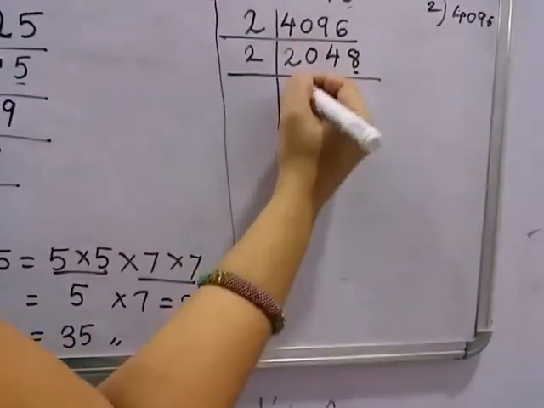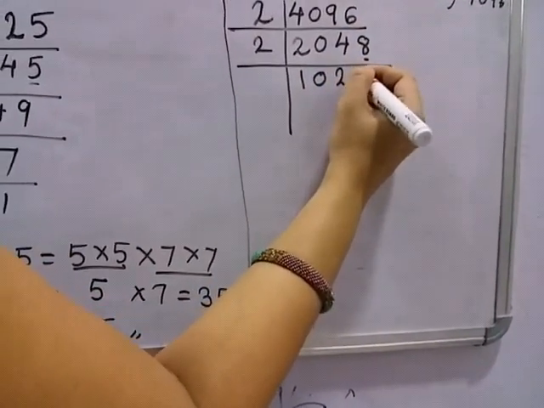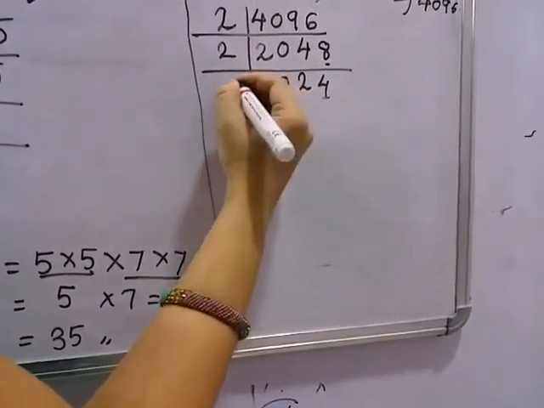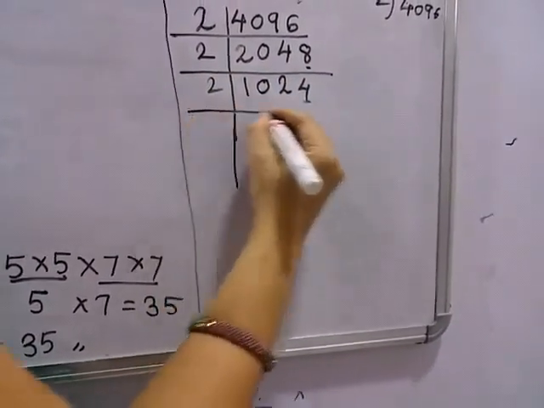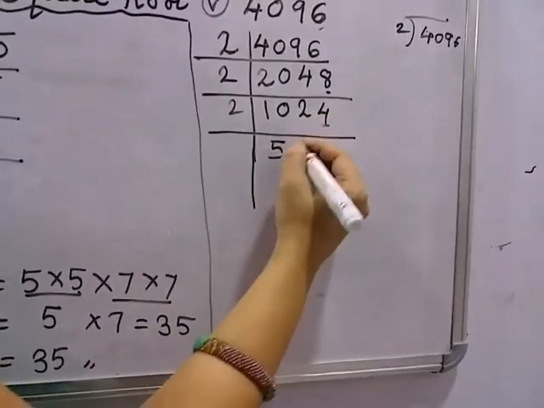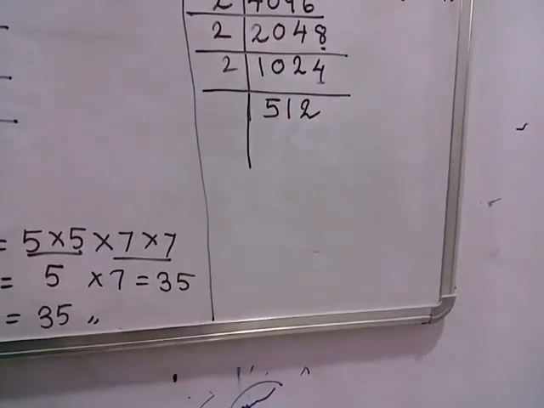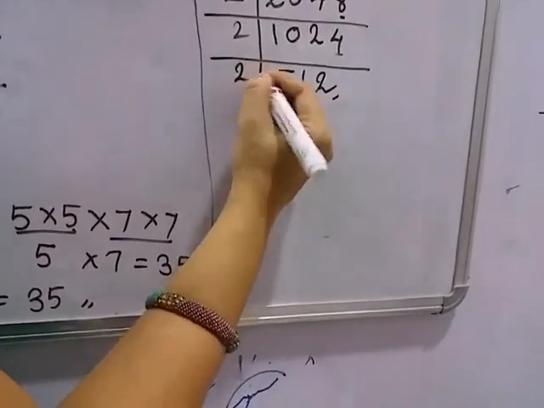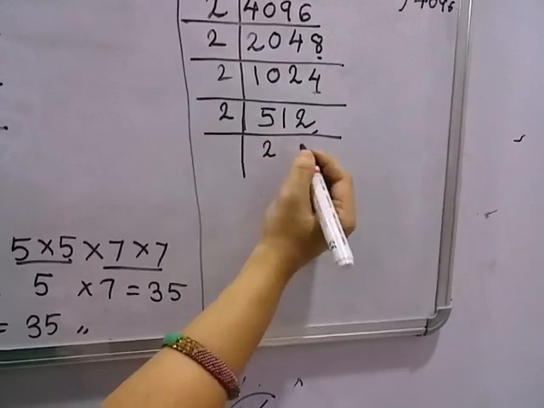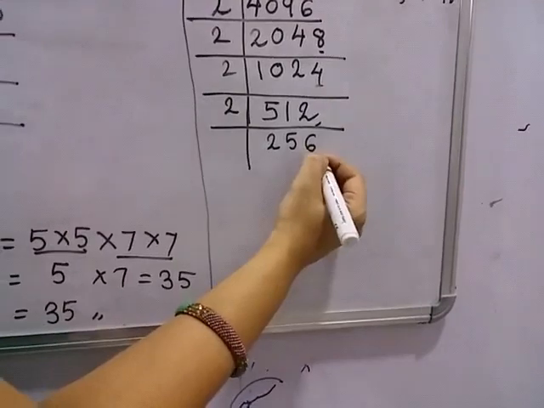Let's find out the answer now. 2 1s are 2, 2 0s are 0, 2 2s are 4, and 2 4s are 8. So we got the answer 1024. Again 4 on the unit place, so again divisible by 2. So we are going to get the answer: 2 5s are, 2 1s are, and 2 2s are 512. Again 2 on the unit place, again divisible by 2. So we are going to get the answer here now. 2 2s are 4, then 2 5s are and 2 6s are. Again 6 on the unit place.